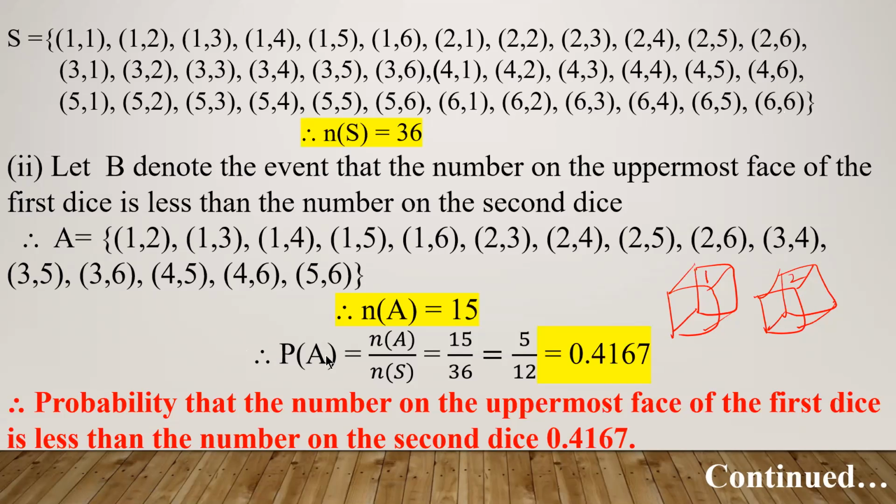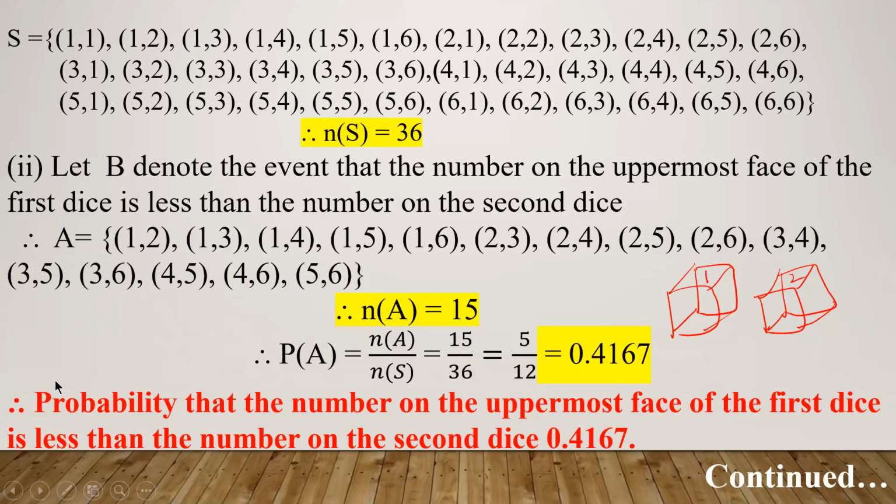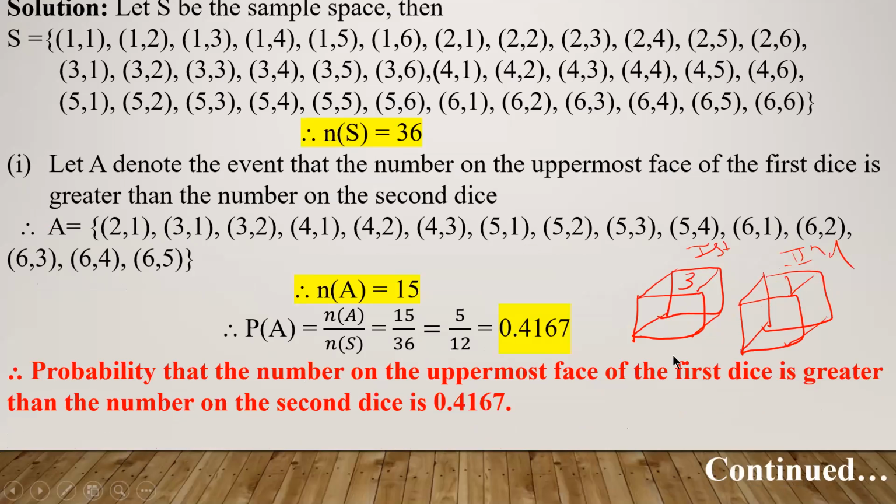So the probability of the event, we call it event B. It's not A, we are calling it B. So the probability that the event B occurs is N of B over N of S. By mistake, I've written A, it is B. So the probability of this event is 15 upon 36, which is again the same as 0.4167. So the answer for both is the same.